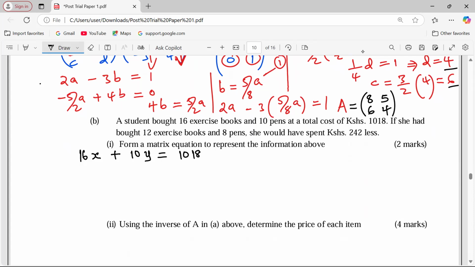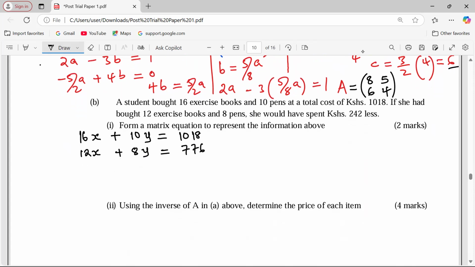Now, if this student had bought 12 exercise books at the cost of X per exercise book and 8 pens, now we expect the girl to spend 242 less. So instead of 1018, we subtract 242. She would have spent 776. Now, from this, we can see there are two linear equations, but remember we have to solve a matrix equation.